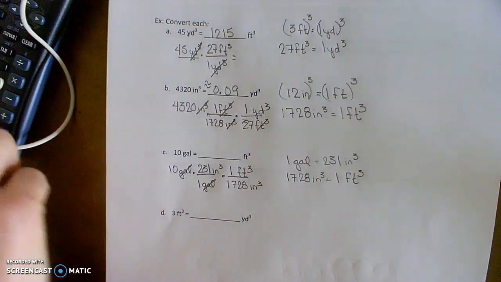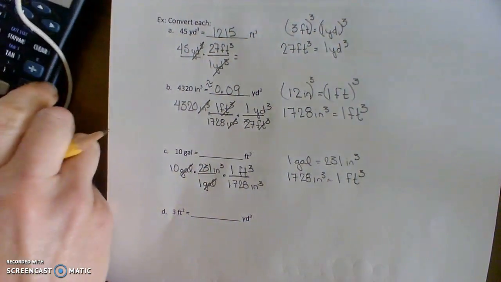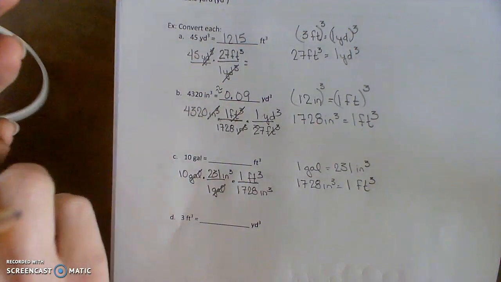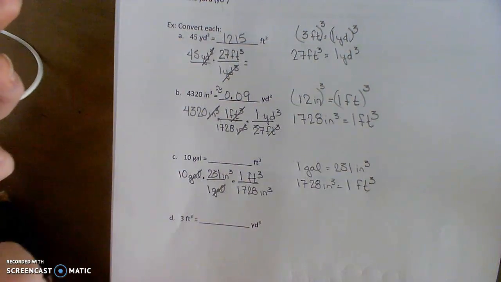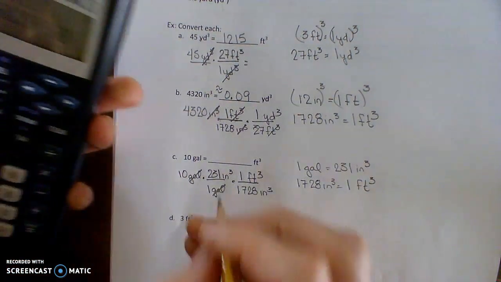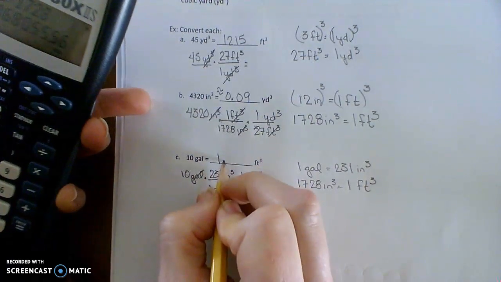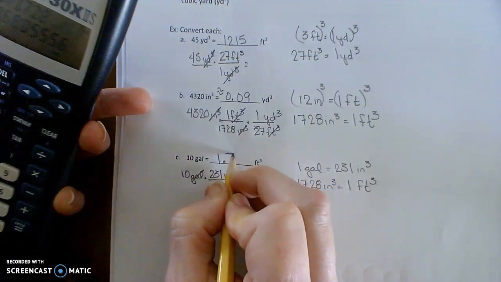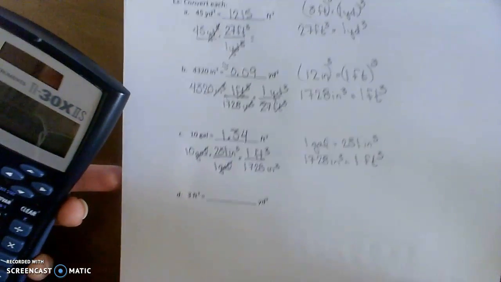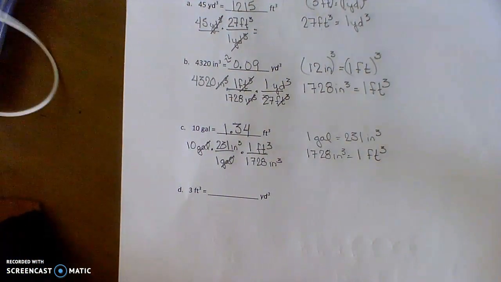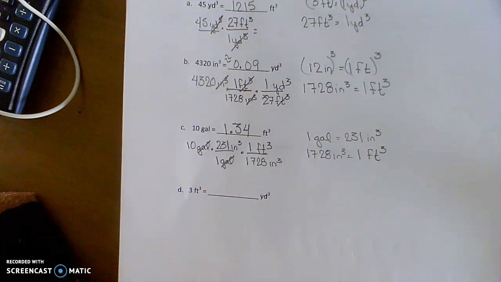So the calculation I'll do is 10 times 231, and whatever that is, divide by 1728. This will give me approximately 1.34, say, if I round to the nearest hundredth of a cubic foot.